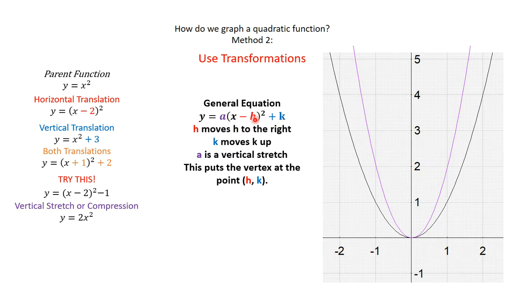H moves it h to the right. We saw that. And k moves it up. And then a is going to be a vertical stretch. So the vertex will be at the point h comma k.